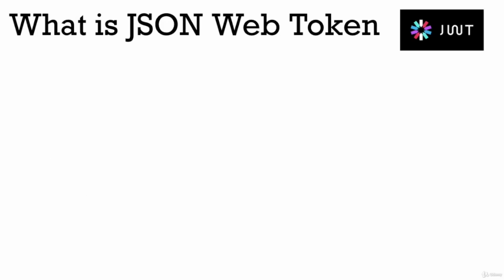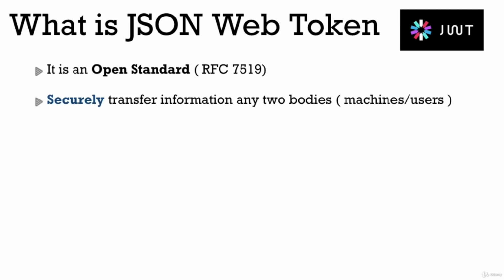So JSON Web Token is open source. That means anyone can use it and make their contribution to make it simpler and more secure in order to exchange information between any two bodies. When we say any two bodies, that means bodies can be machines, two users, two systems, or any two bodies, and the information will always be secure.